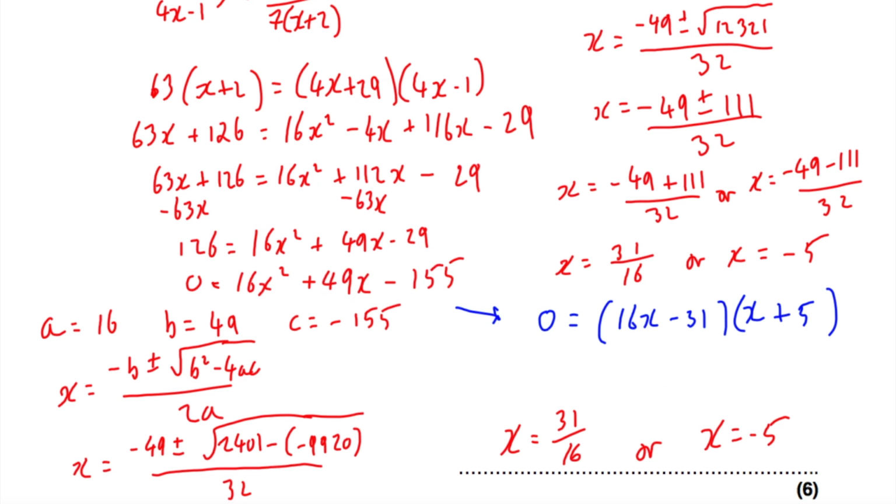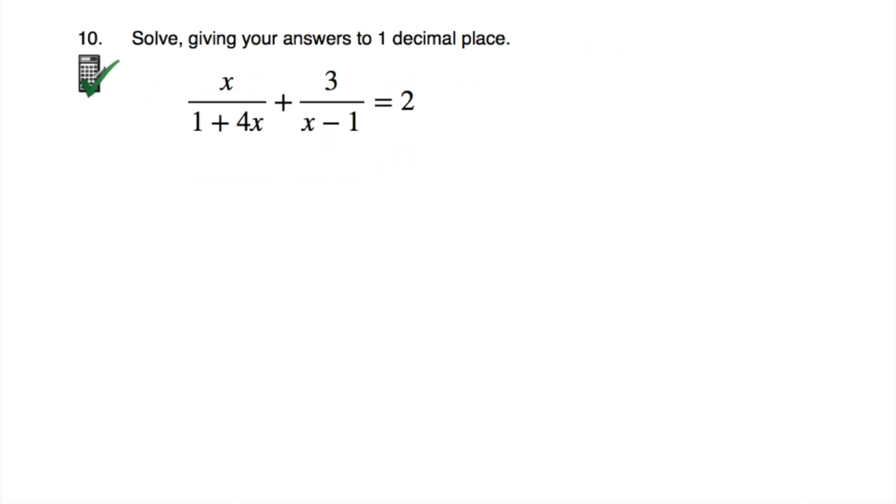Okay, let's look at our next question. Question number 10 says to solve, giving your answers to one decimal place, x over 1 plus 4x plus 3 over x minus 1 equals 2. So we want to solve this. It's a calculator question, and we've been asked to give answers to one decimal place, so I'm going to guess that we might be using the quadratic formula in this question. So let's add together these fractions on the left-hand side of the equation.